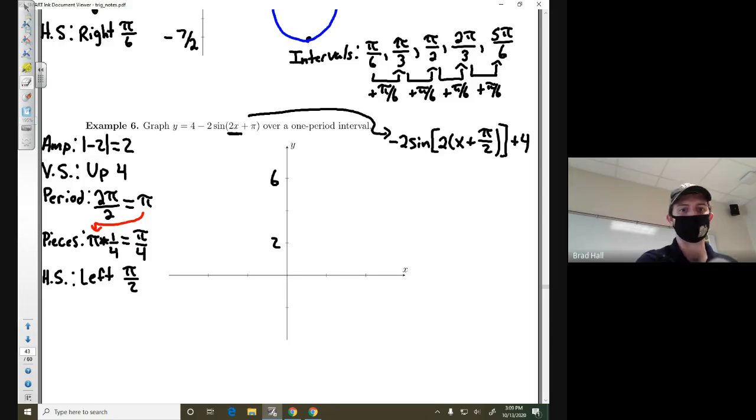So that's the reason why I factored it out like this, because then you see what truly is adding to the x variable directly. That's the only reason why I did that. So the horizontal shift will always be what's in parentheses, either like left pi over 2, or if it was a negative, it would be right pi over 2. Yes, okay, that sounds right. So this tells us where we start at for the interval values.